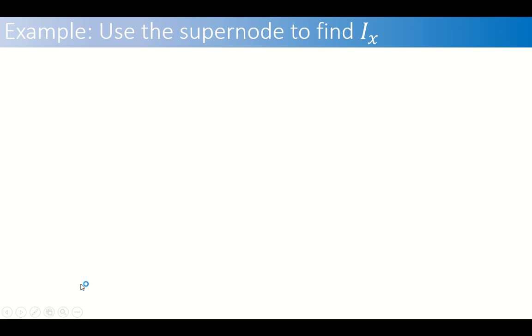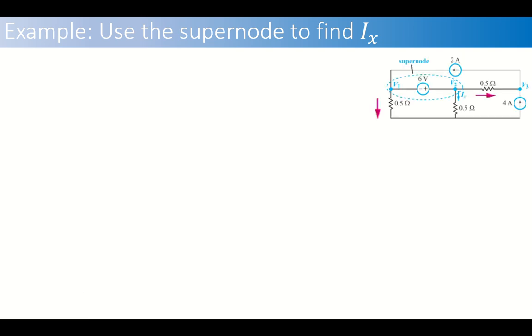So let's see another example. Use the supernode to find IX. We have been given a circuit. In this circuit, again, you can identify that there's one current source, this is another current source, and this is a battery or voltage source. And this battery is connected between two non-reference points, that is V1 and V2.